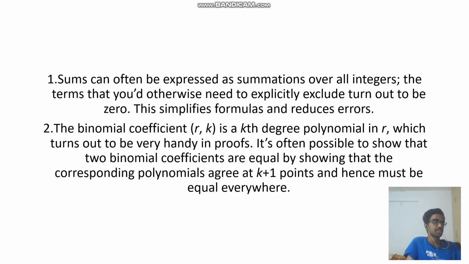Sums can often be expressed as summations over all integers. The terms that you would otherwise need to explicitly exclude turn out to be 0. This simplifies formulas and reduces errors. The binomial coefficient (r choose k) is a kth degree polynomial in r, which turns out to be very handy in proofs. It is often possible to show that two binomial coefficients are equal by showing that the corresponding polynomials agree at k plus 1 points and hence must be equal everywhere.